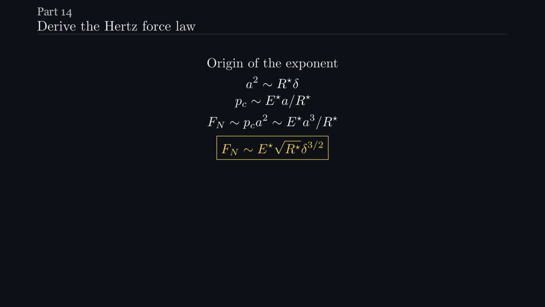The exponent has a physical origin. Geometry gives a squared proportional to r star times delta. Elasticity gives pressure proportional to E star times a over r star. Force is pressure times area. These three facts combine to produce the 3/2 power.